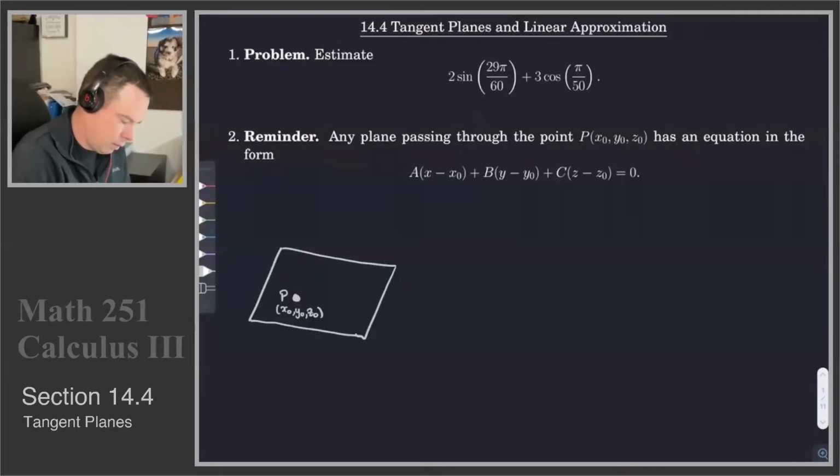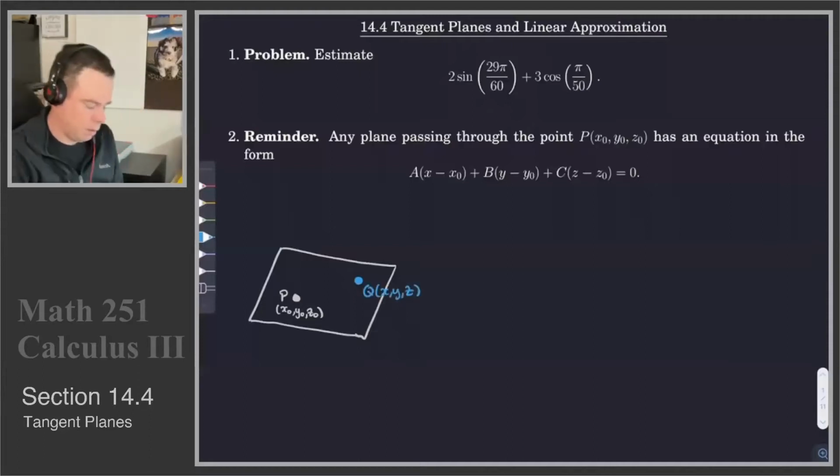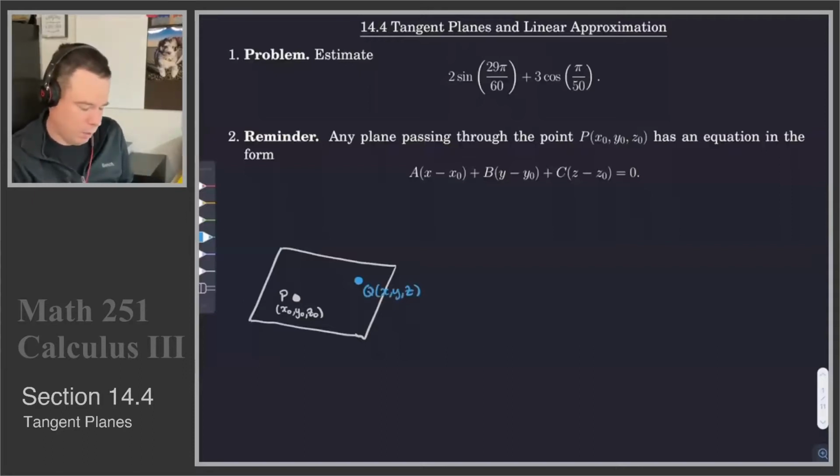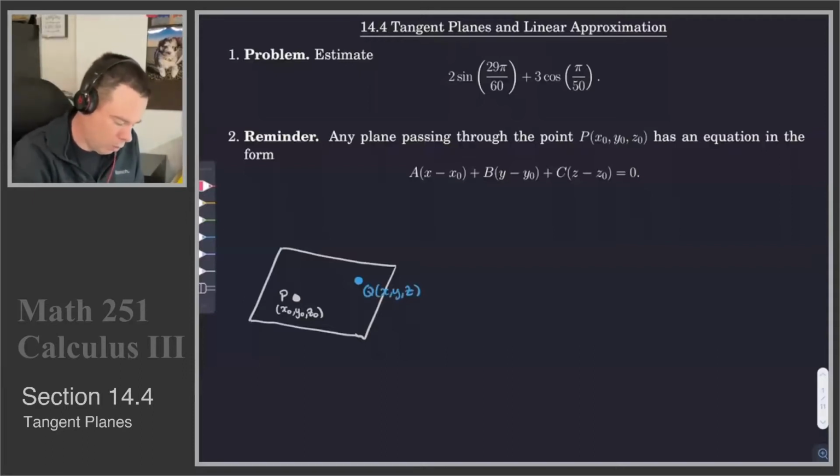We're interested in finding a condition on any other point that lives in the plane. We'll call it point Q with components x, y, and z. Now with this other point, what are the conditions? Well, we have a normal vector to the plane that we'll assume is given as well. That's A, B, and C.